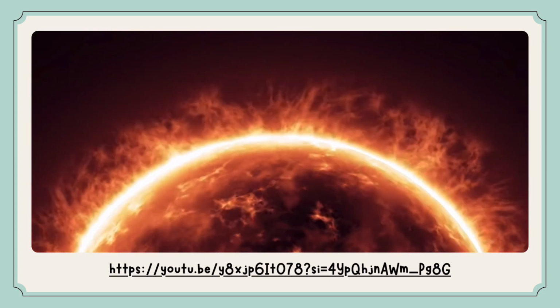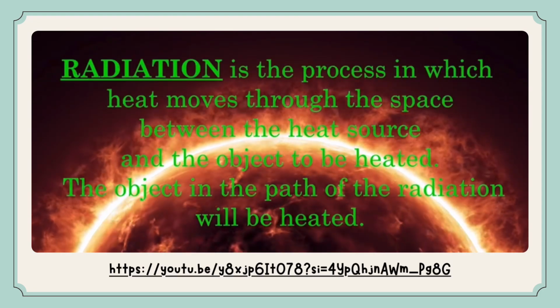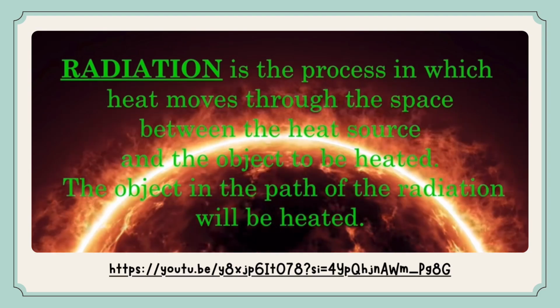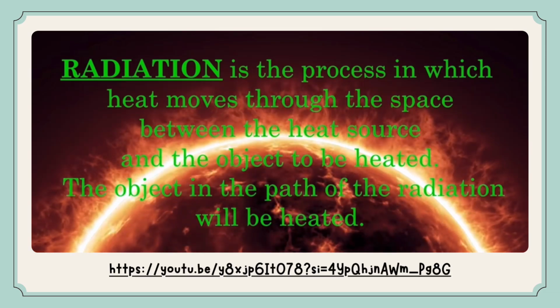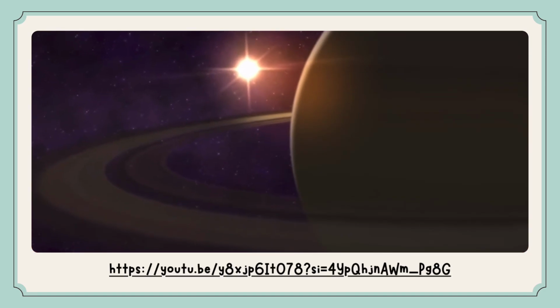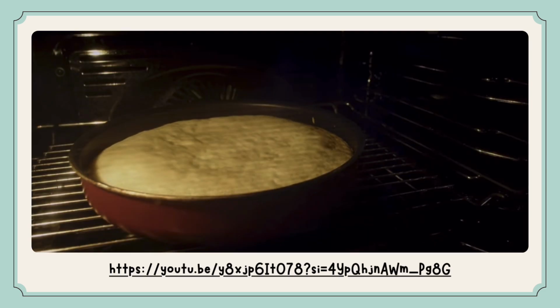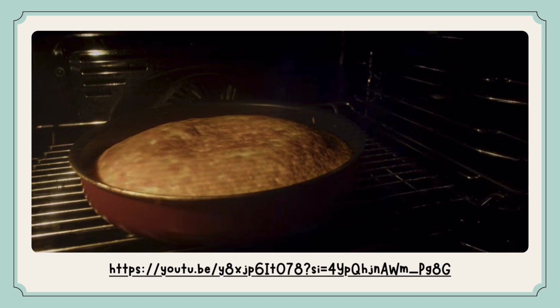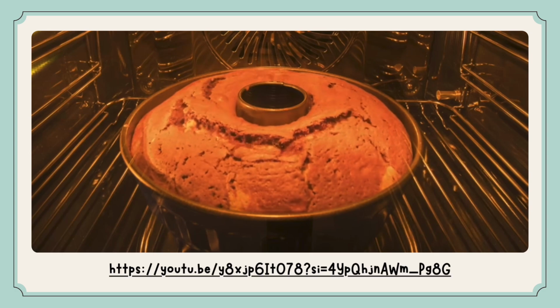Moving on, the third method of heat transfer is radiation. In this process, heat is transferred without substances or matter moving or touching. Instead, the heat moves through the space between the heat source and the object to be heated. The object in the path of the radiation will be heated. For instance, the sun uses this method to heat all the planets, including Earth. Similarly, when we broil or bake something, the heat source in the oven sends heat energy through the space between it and the baking item. The heat energy enters into the food and cooks it.